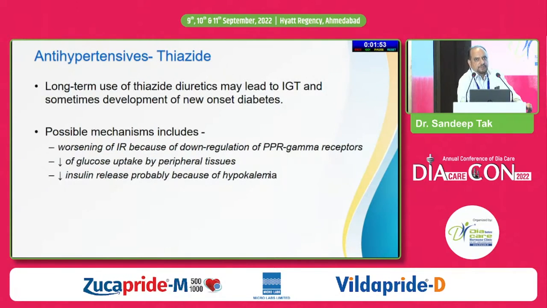Another antihypertensive is thiazide. Long-term use of thiazide is associated with hyperglycemia again. Important thing is it down-regulates the PPAR gamma receptor. PPAR gamma receptor is the same one on which pioglitazone acts. So it has an opposite effect of pioglitazone.